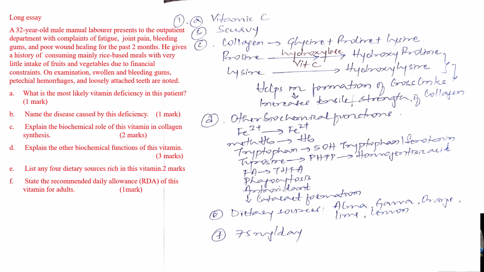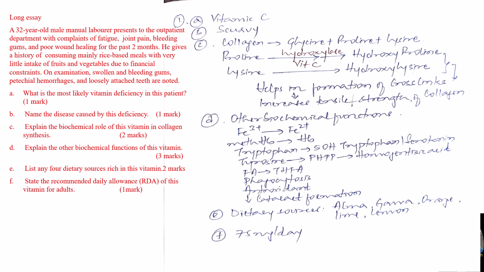This requires vitamin C. Conversion of folic acid to its active form tetrahydrofolic acid requires vitamin C. Phagocytosis by leukocytes or the WBC also requires vitamin C. Vitamin C acts as a hydrophilic antioxidant and it also decreases cataract formation. So these are the other functions of vitamin C, which is for 3 marks.